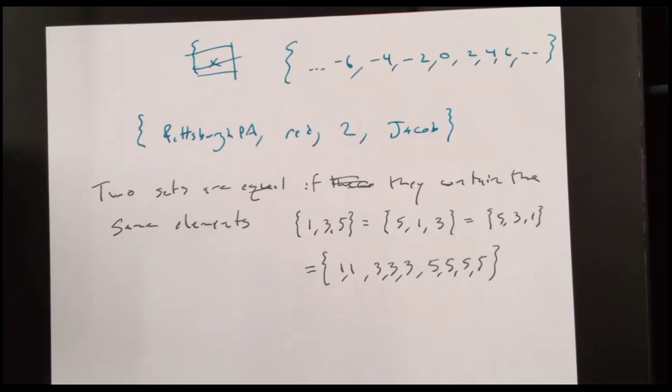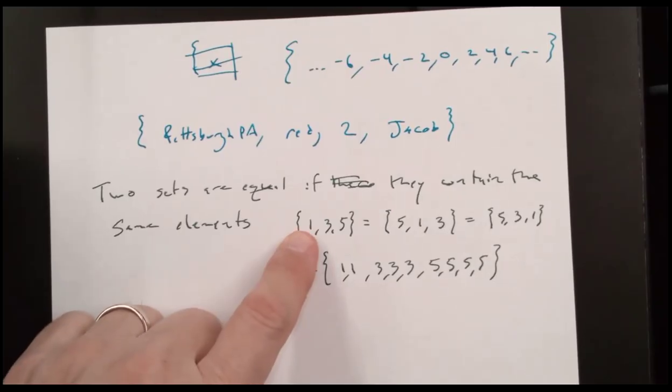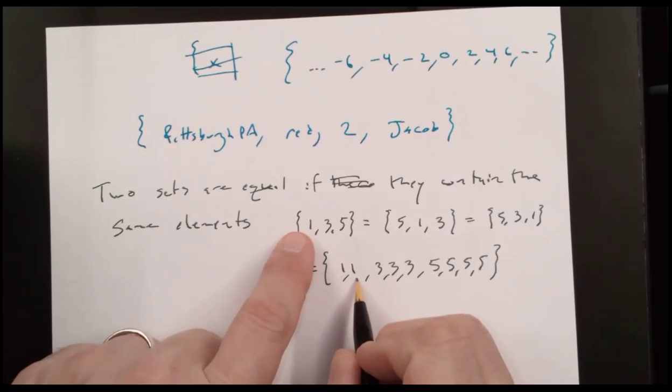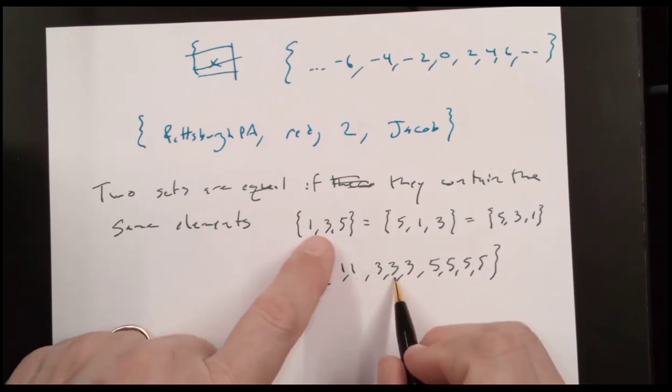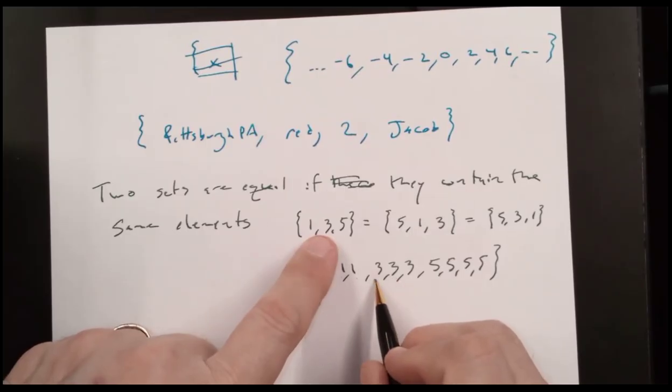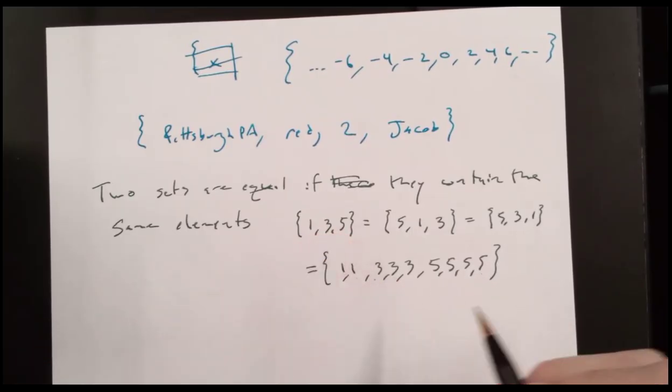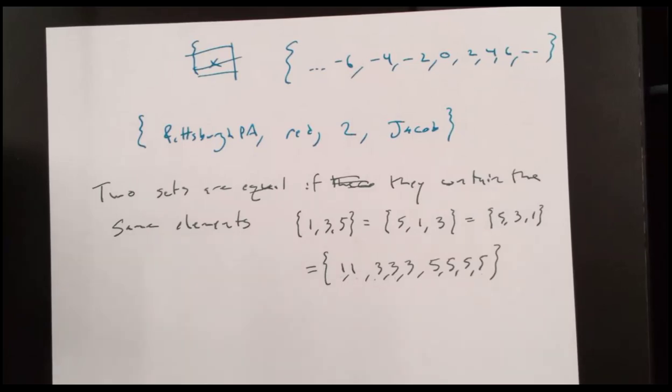But let's check. Remember, 2 sets are equal if they contain the same elements. I have a 1. Does this set contain a 1? Yes. Does this set contain a 1? Yes. How about a 3? I got a 3. How about a 5? I got a 5. The fact that there are more, I can't tell them apart, can I?